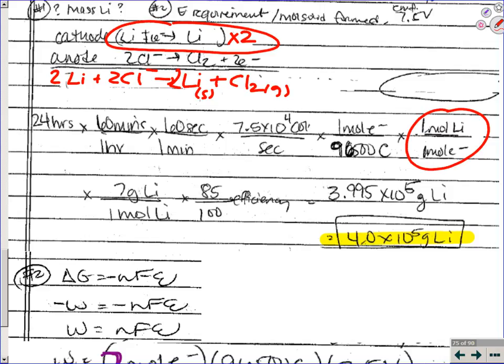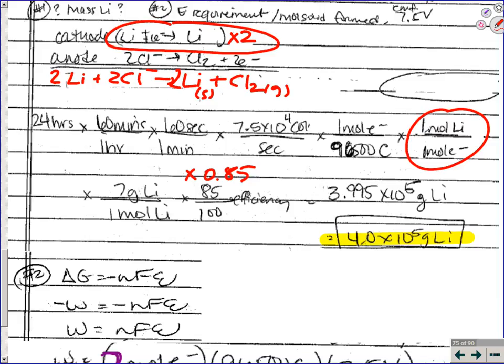But since it was only running 85% efficient, then we basically multiply by 0.85 at the end. So multiplying by 0.85 is the same as 85 over 100. So you should get approximately 4 times 10 to the 9th grams of lithium produced. So that's how they extract or produce pure metals from molten solutions. Molten, I won't say solutions, but molten substances.